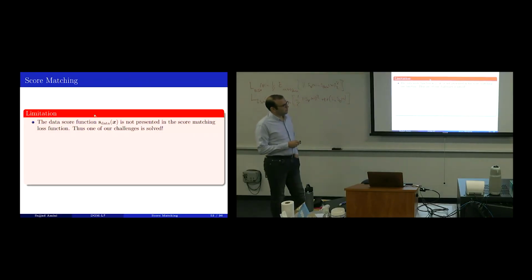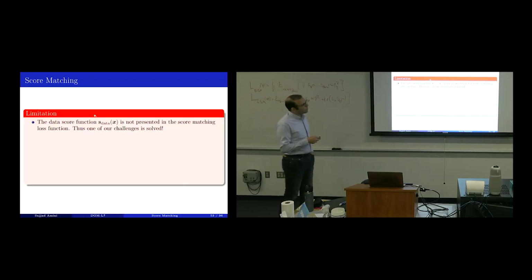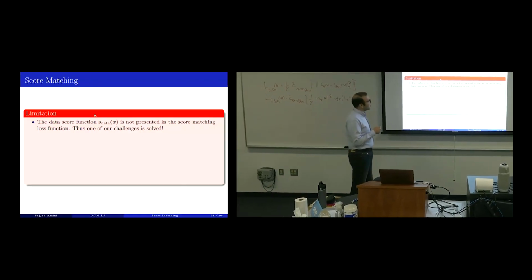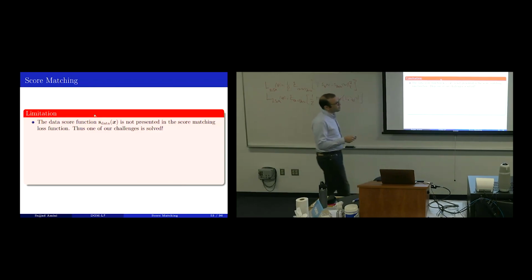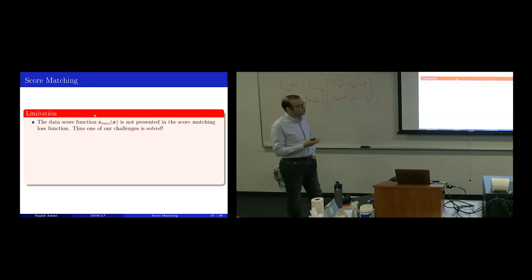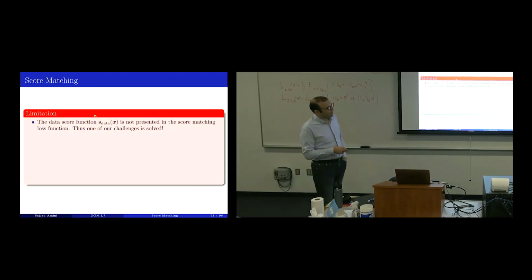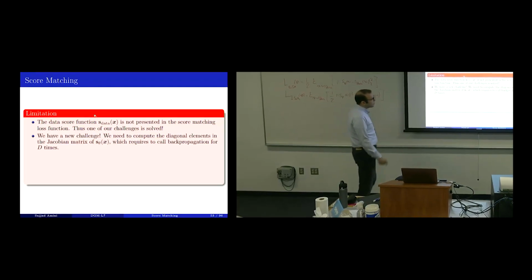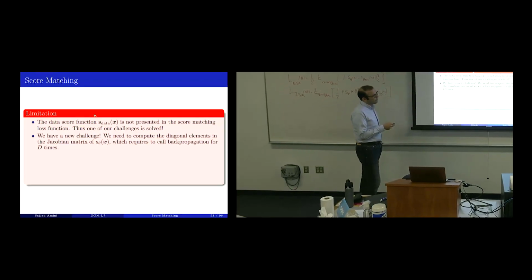Okay, let's talk about the limitation. The data score function is not presented in implicit score matching loss function. This implicit is missing here. Thus, one of our challenges is solved. The challenge that we do not know what is this S data of X. So that problem is solved. But we have a new challenge. And what is that challenge?